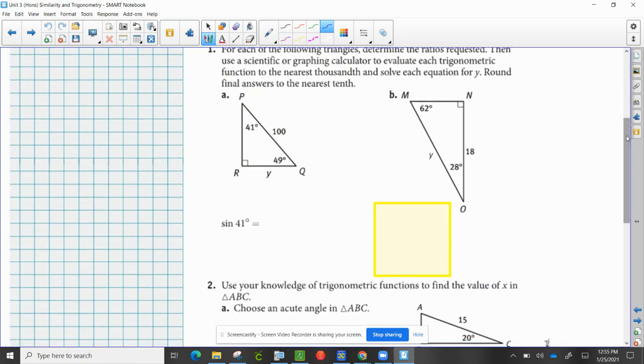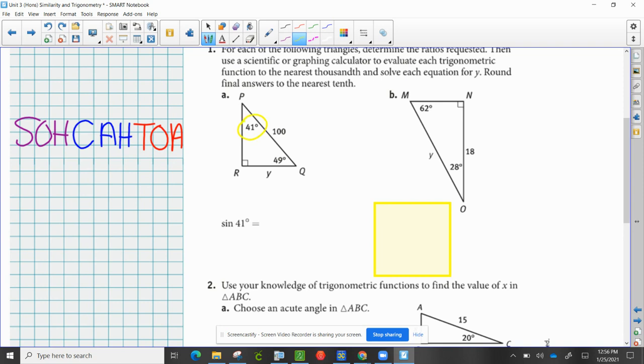So if we remember our trig ratios that we learned yesterday, remember we have SOHCAHTOA. So sine uses the opposite side and the hypotenuse. Cosine uses the adjacent side and the hypotenuse. And then tangent uses the opposite side and the adjacent side. So SOHCAHTOA. Okay. So in A, they want us to find the sine of 41 degrees.